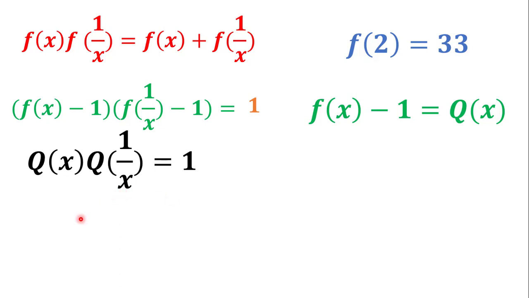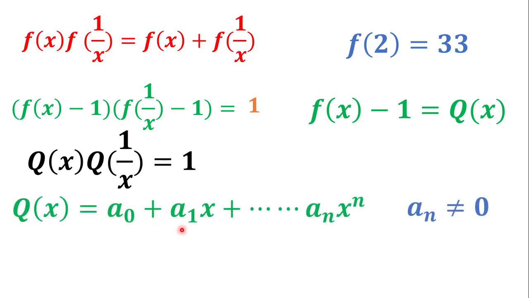F of x is a polynomial, so we can say q of x also is a polynomial, and we can write q of x equals a0 plus a1x plus a2 times x to the power 2 up to an times x to the power n. Notice that an cannot be equal to 0, but a0, a1, a2 up to an minus 1 can be any value.